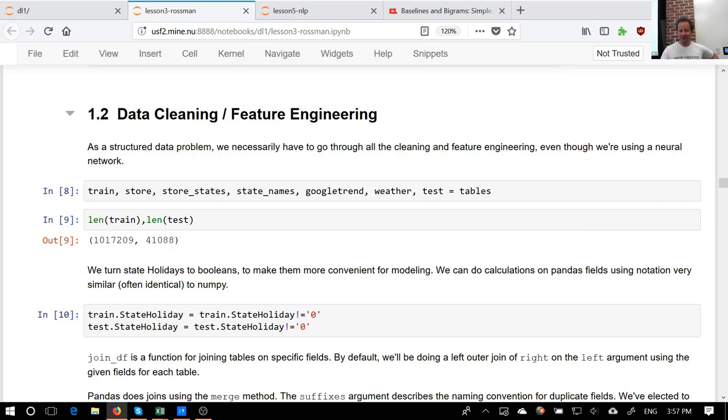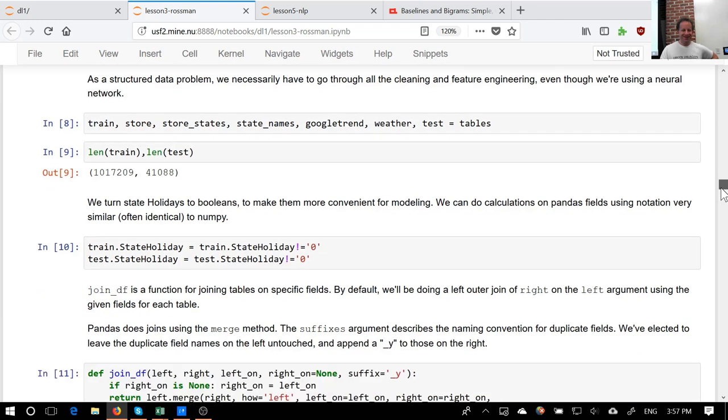The laughter in the room, I guess, is from people who did a little bit more than no feature engineering in that competition.